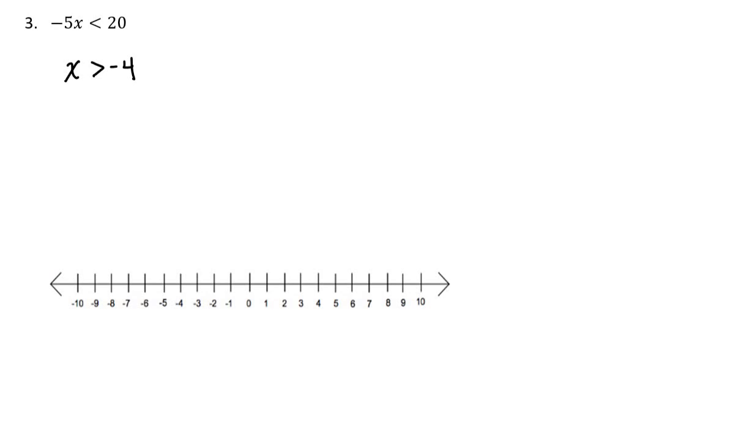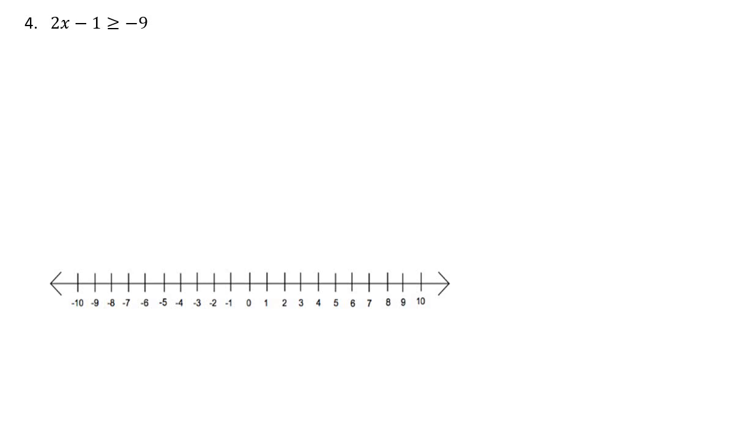So my graph is going to be looking at all of the numbers that are bigger than -4, so all of the numbers that are to the right of -4. And in this case, I want x to be strictly greater than -4. So I can't equal -4, so there's going to be a parenthesis there. In my interval notation, I'm going to have parentheses, -4, and then go to positive infinity and a parenthesis there as well.